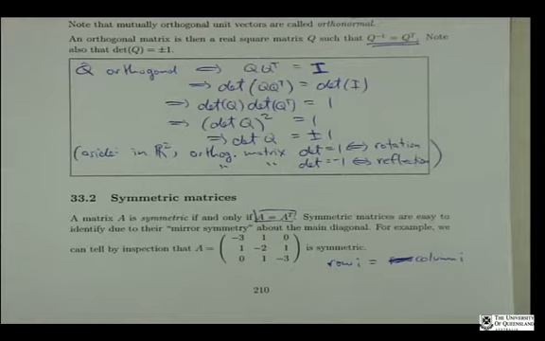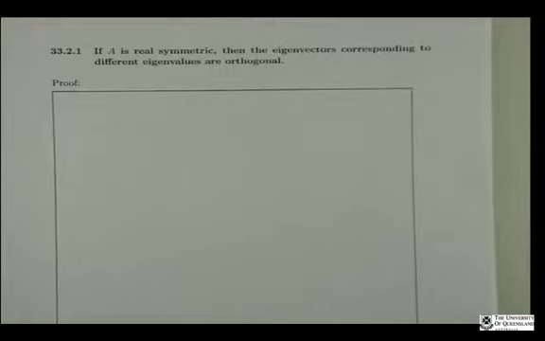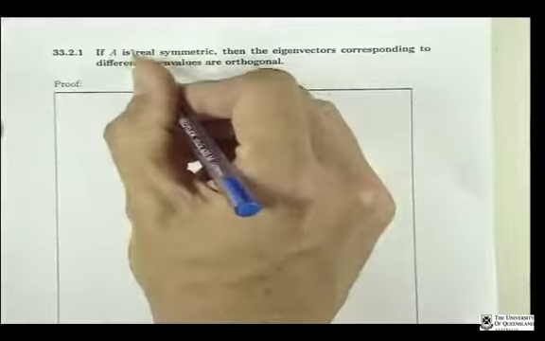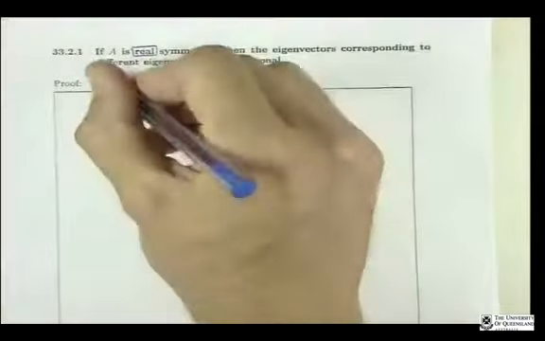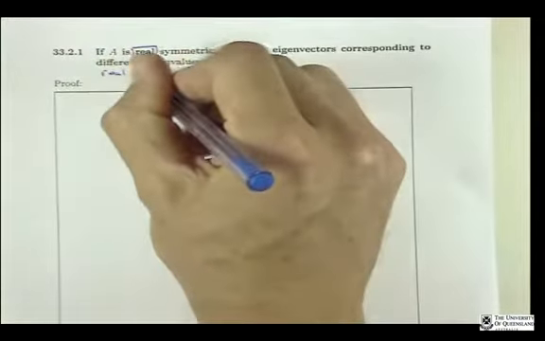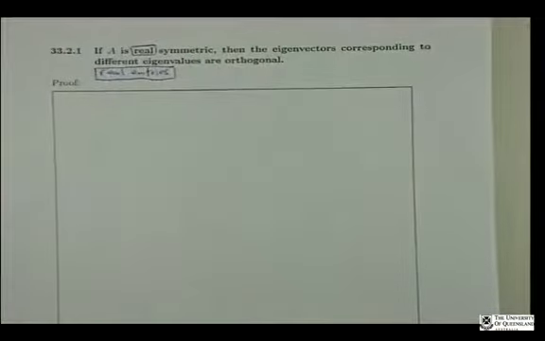There's one result we can prove to do with eigenvectors of a real symmetric matrix. So I'll just remind you again, this result is only for real symmetric matrices. And when I say real, I mean that the matrix has real entries. I think I said that before, but that's all it's referring to.